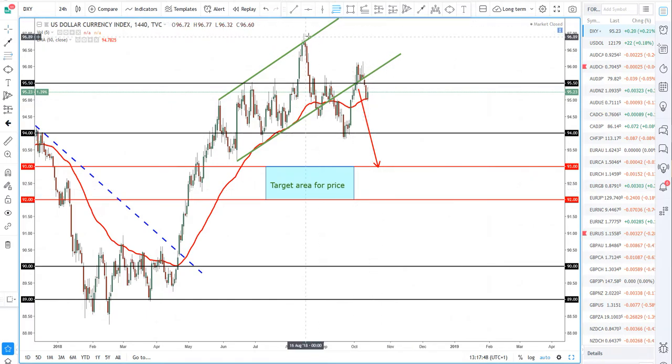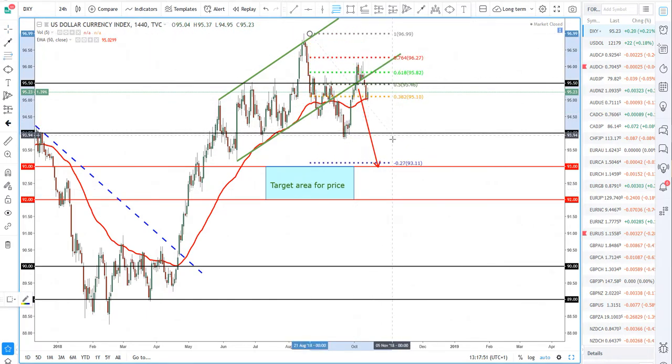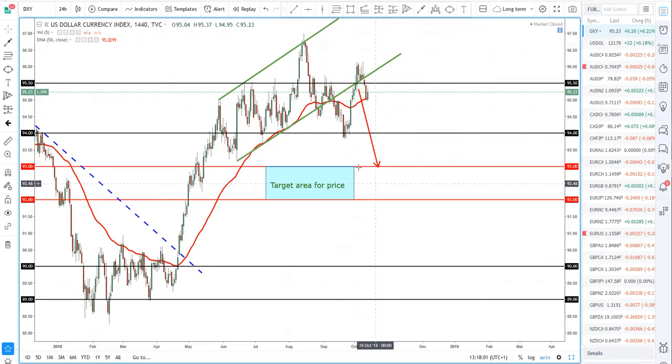And if we just do our Fibonacci pullback on the weekly chart, it's nice and clean. We move down, we pull back up to the 618 level, and the Fibonacci extension is sitting right at 93. So 93 does line up quite nicely for us to look for a bearish dollar until that point.